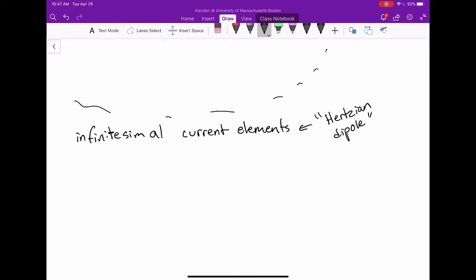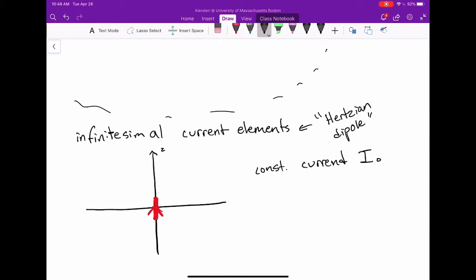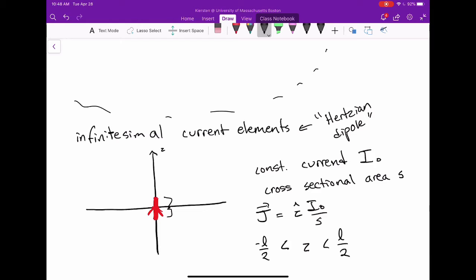So we've got to set up that radiation integral to find it. But let's draw a picture of what we're talking about. Here's our coordinate system. Let that be the z-axis there. And we're going to assume that we have a very short element of constant current. That's the total current, I naught, and it has cross-sectional area S. So our volume current density, J, is going to be z hat I naught over S for z within the range minus L over 2 to L over 2. So its total length is L.